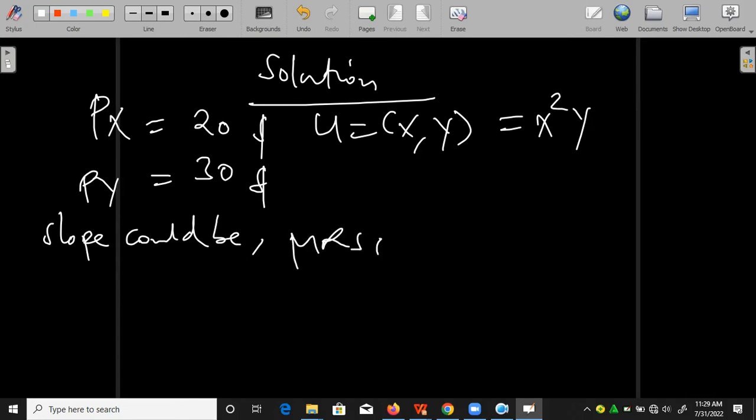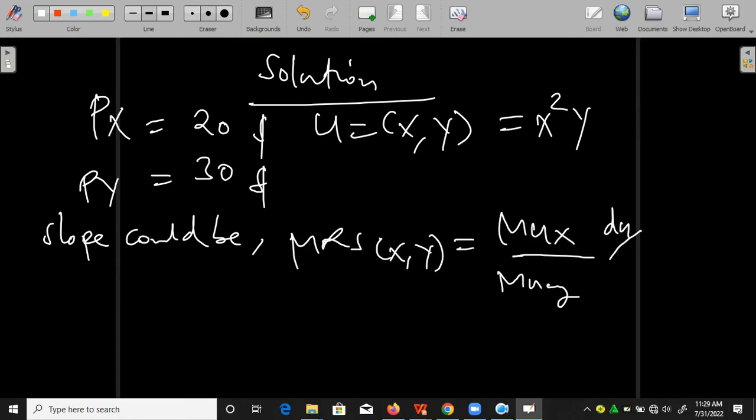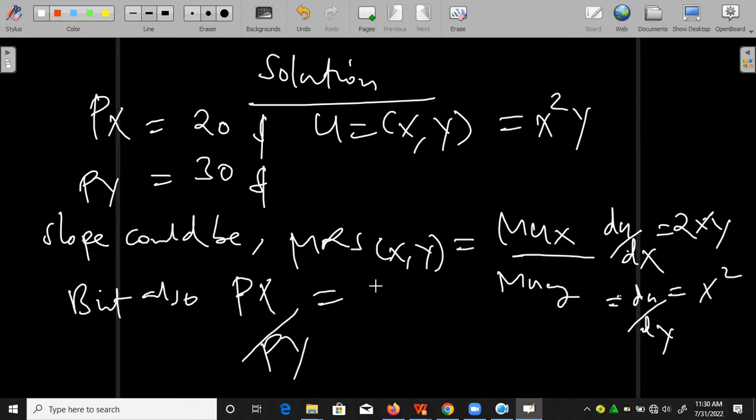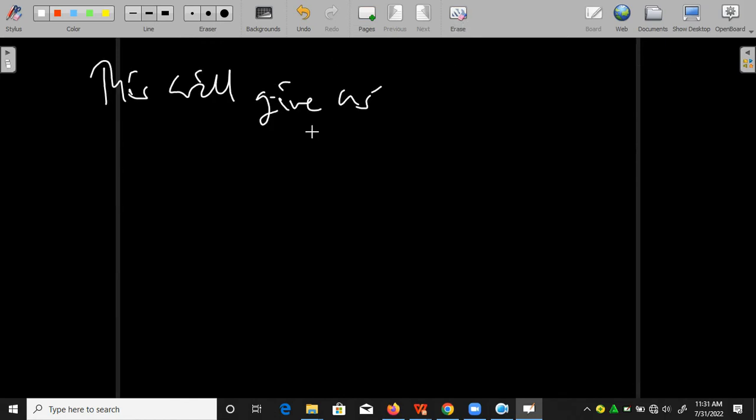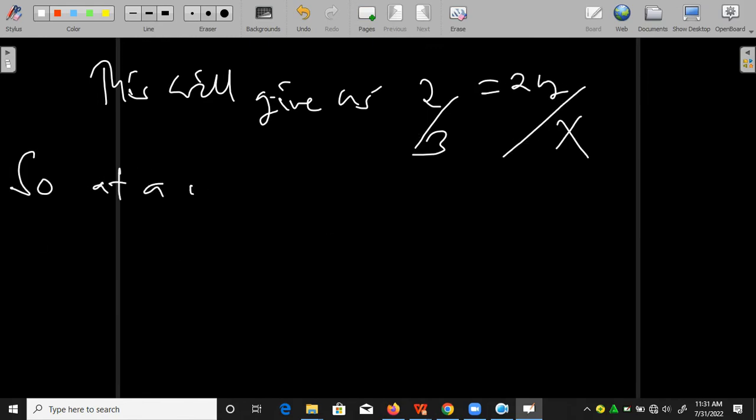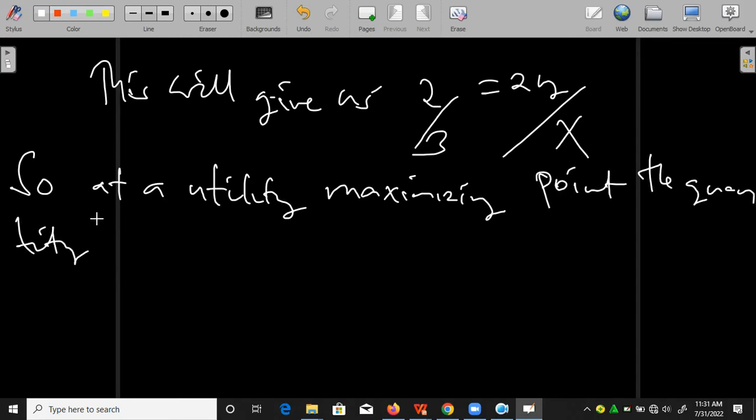From the data given, the slope can be taken by taking the marginal rate of substitution of x comma y, which is equal to marginal utility of x over marginal utility of y. We apply the derivative with respect to x, that is 2xy, and the derivative with respect to y, that is x square, and divide by price of x and price of y, and we obtain 2 over 3. When we cancel, we drop the figure. Now this gives us 2 over 3 is equal to 2y over x. So at the utility maximizing point, the quantity of x that she has will be equal to 3 times the quantity of y that she has.